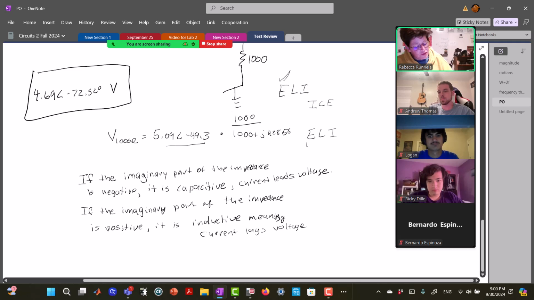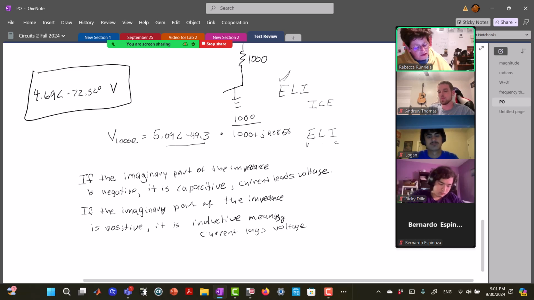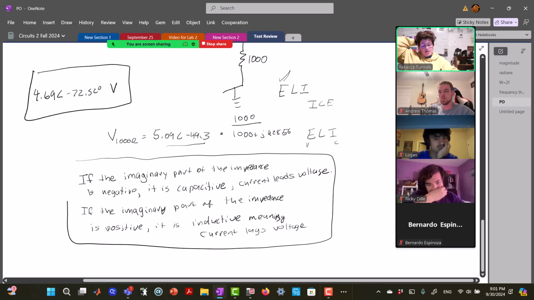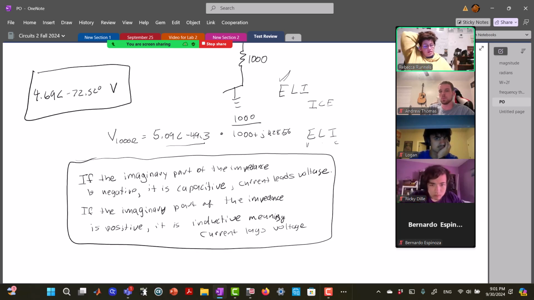So ELI: voltage, current, and inductive. The current lags the voltage. Okay. So anyway, anything you need to know about, you do need to know these things. I don't know what else you need to know about it at this point. Any other questions?